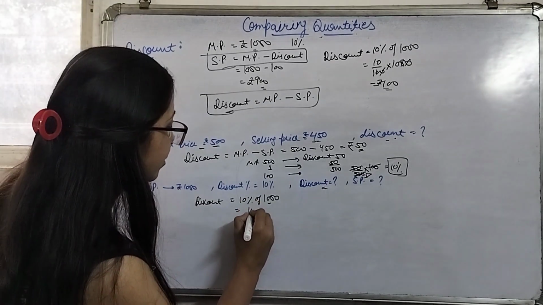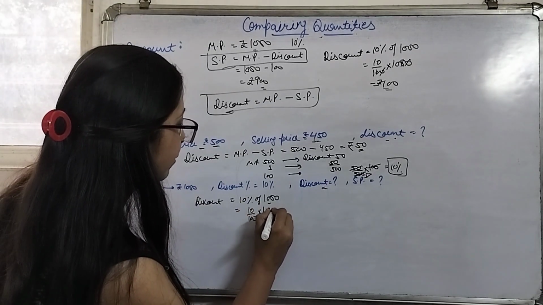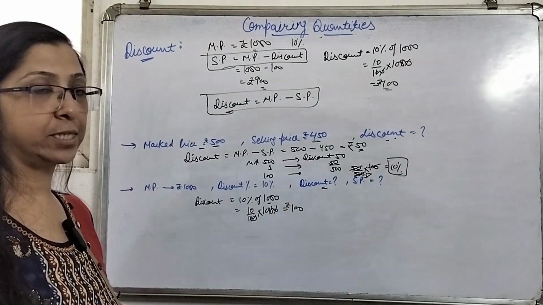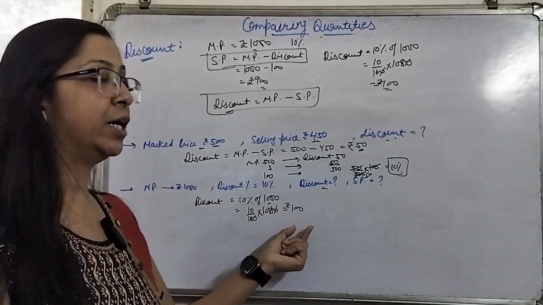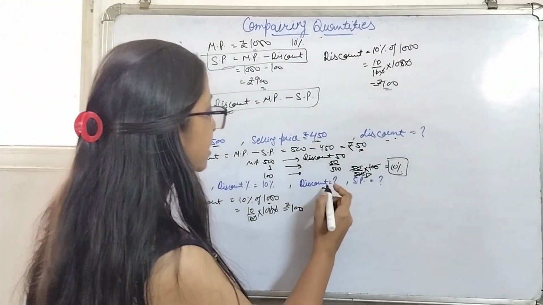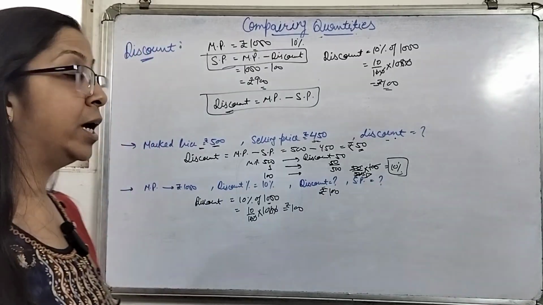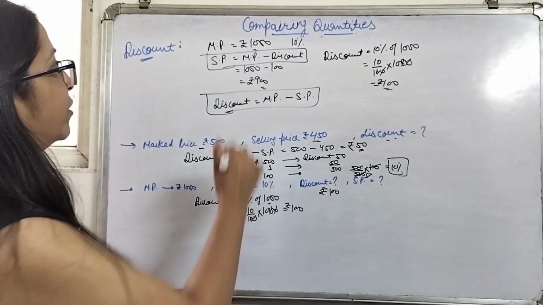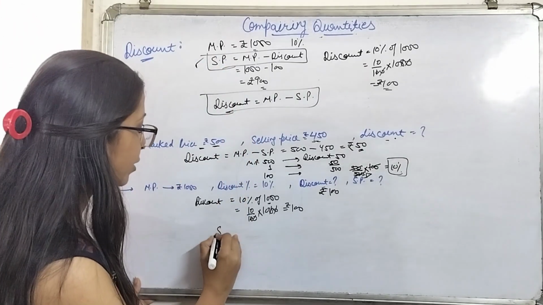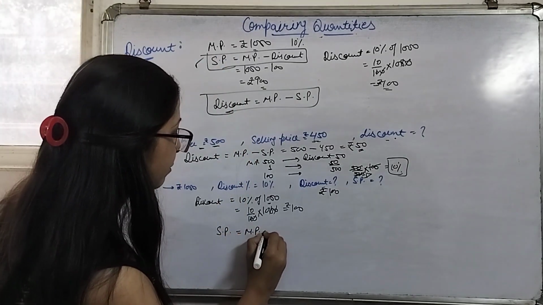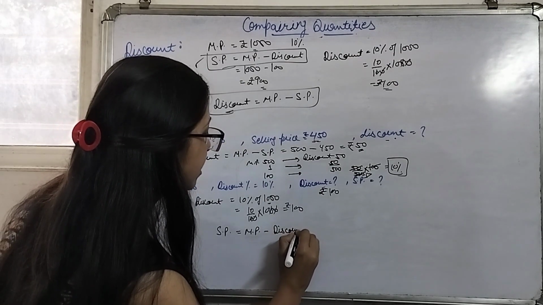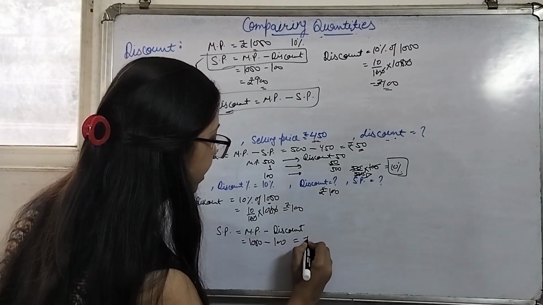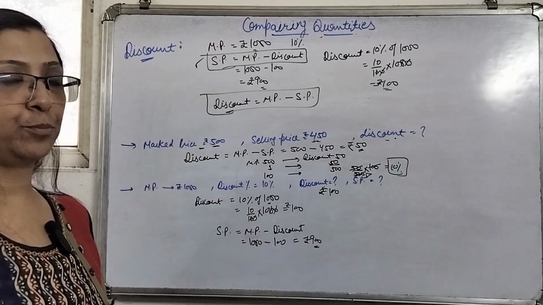That simply means 10% means 10 upon 100 multiplied by 1000. Two zeros cancelled, so a discount of 100 rupees will be there. 10% of 1000 means 100 rupees discount. So in rupees, your discount will be 100 rupees. And now if discount is 100 and marked price is 1000, what will be the selling price? Selling price will be marked price minus discount. So marked price was 1000 rupees, discount is 100 rupees, so selling price will be 900 rupees.